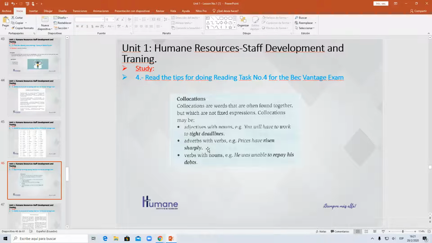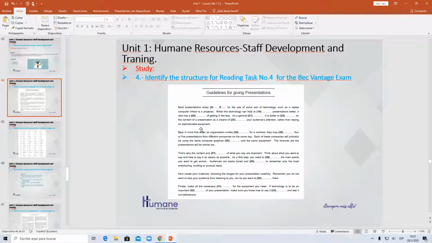Collocations are words that are often found together, but which are not fixed expressions. Collocations may be an adjective with a noun, for example here, title, deadline. An adverb with a verb, for example, rise sharply, or a verb with a noun, for example, repay his debts. So the important thing here is to figure out these kinds of collocations, and try to put each word in each gap. The one that sounds better is the one that is the answer. Generally, it's one tip that most of the B2 students do in order to select the word.